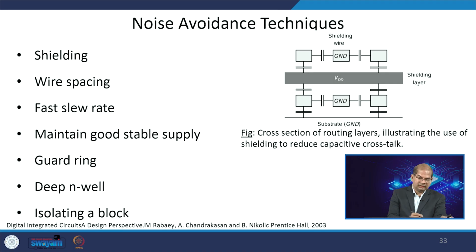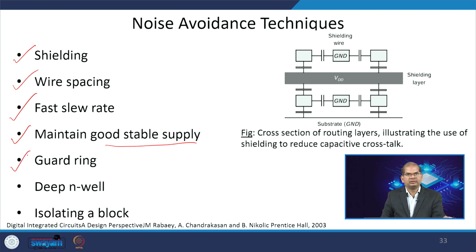There are several techniques to avoid crosstalk. One is shielding the lines, then increasing interconnect spacing, then the victim net should have a faster slew rate, and we should have a good supply voltage with less fluctuation. We can introduce a guard ring, and we can use deep N-well to isolate our blocks. All these are techniques used to avoid crosstalk, but they indirectly increase the area of your design. It does not come free.